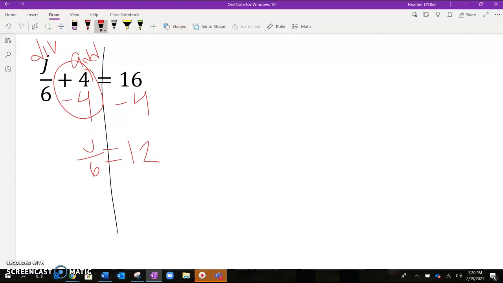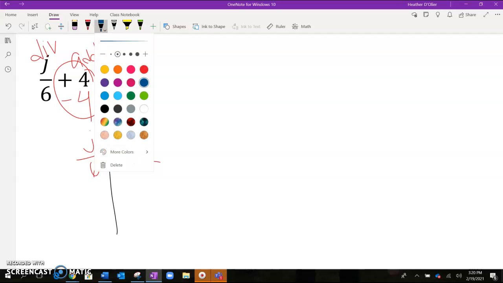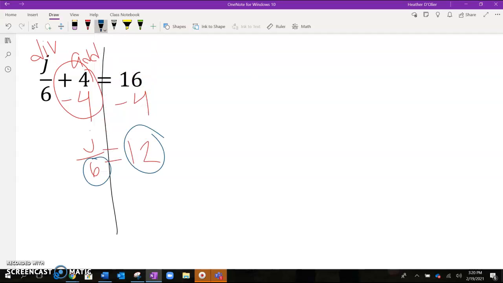And don't let this trick you. Some of you right now are probably looking at that 12 and that 16, and you're going, 12 divided by 6, this equals 2. But 2 divided by 6 is not 12. That's why we've got to make sure we're applying the inverse operations. It says division, so we need to multiply by 6.